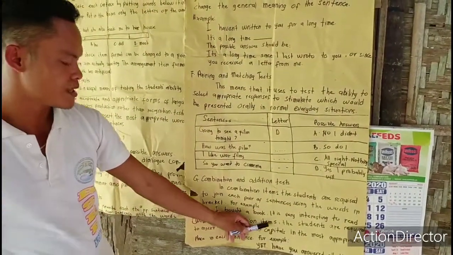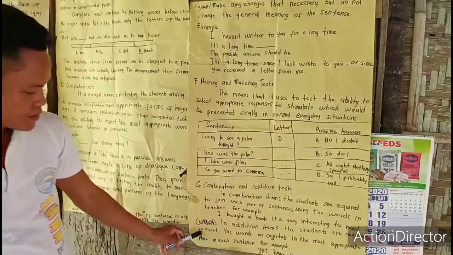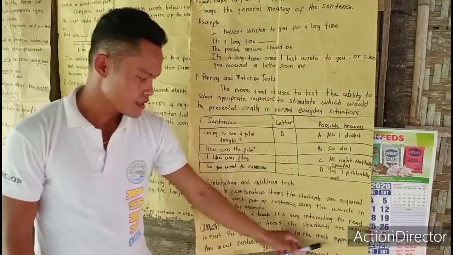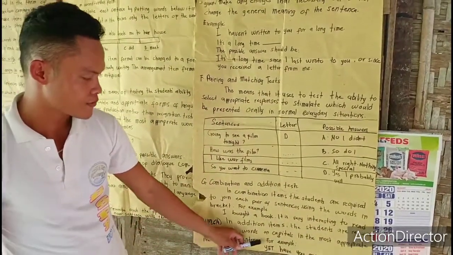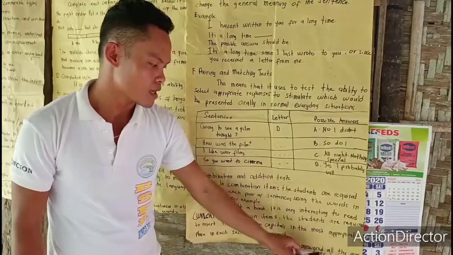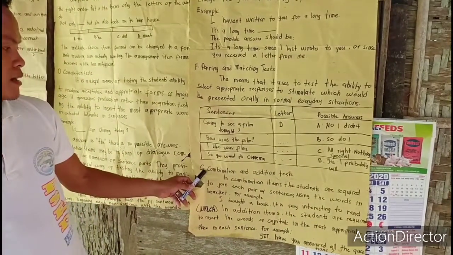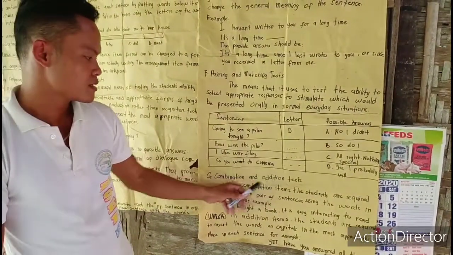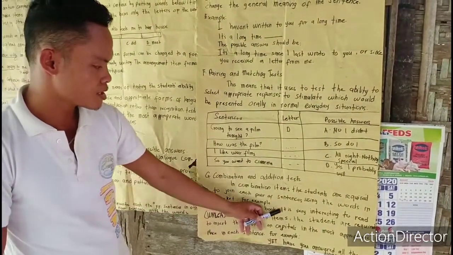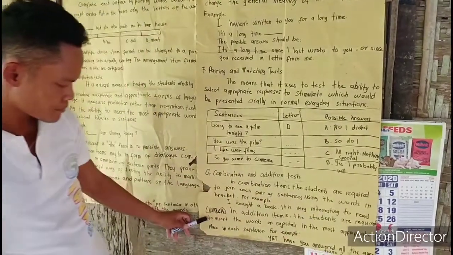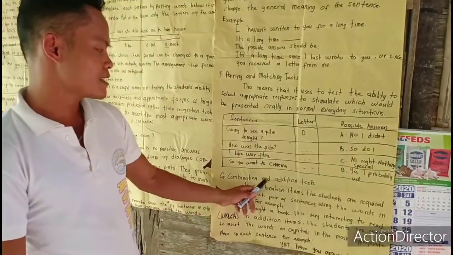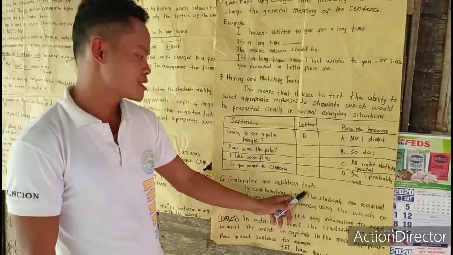In addition items, the students are required to insert the words in capitals in the most appropriate place in each sentence. For example, you have to capitalize the word yet. Yet you have answered all the questions. So since it is a combination and addition test, the sentence goes like this: I bought a book which is very interesting to read. Yet, have you answered all the questions? Okay, that is all about the combination and addition test.